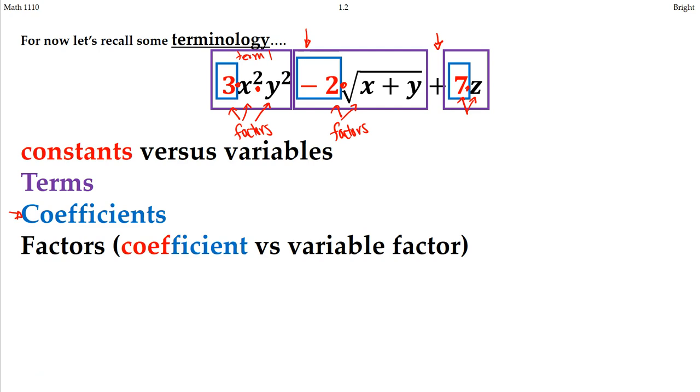So this video is the basis for the rest of the semester in terms of the language that we're going to use. Make sure that you're really solid on these different pieces of terminology that we discussed: factors, coefficients, terms, constants, and variables.